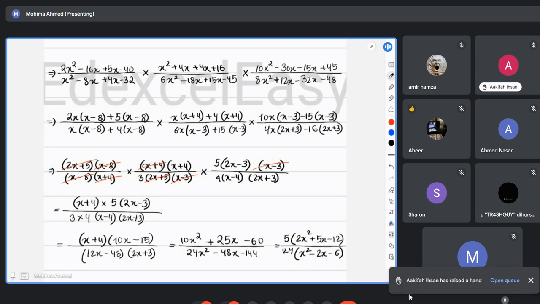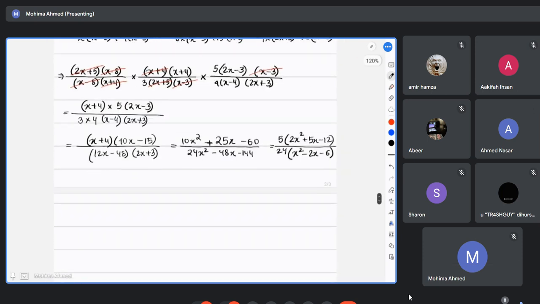For Nasser, another? Yes, Akifa, please ask. Miss, it's all clear. Okay. Ami, do you have any question? No, miss, it's okay. Okay, then we are going to move on. For Sharon, is there any problem, by the way, from your side? Sharon, are you in class? Okay. And for Nasser and Dushan, if you have any problem, please ask. Okay. Yes.